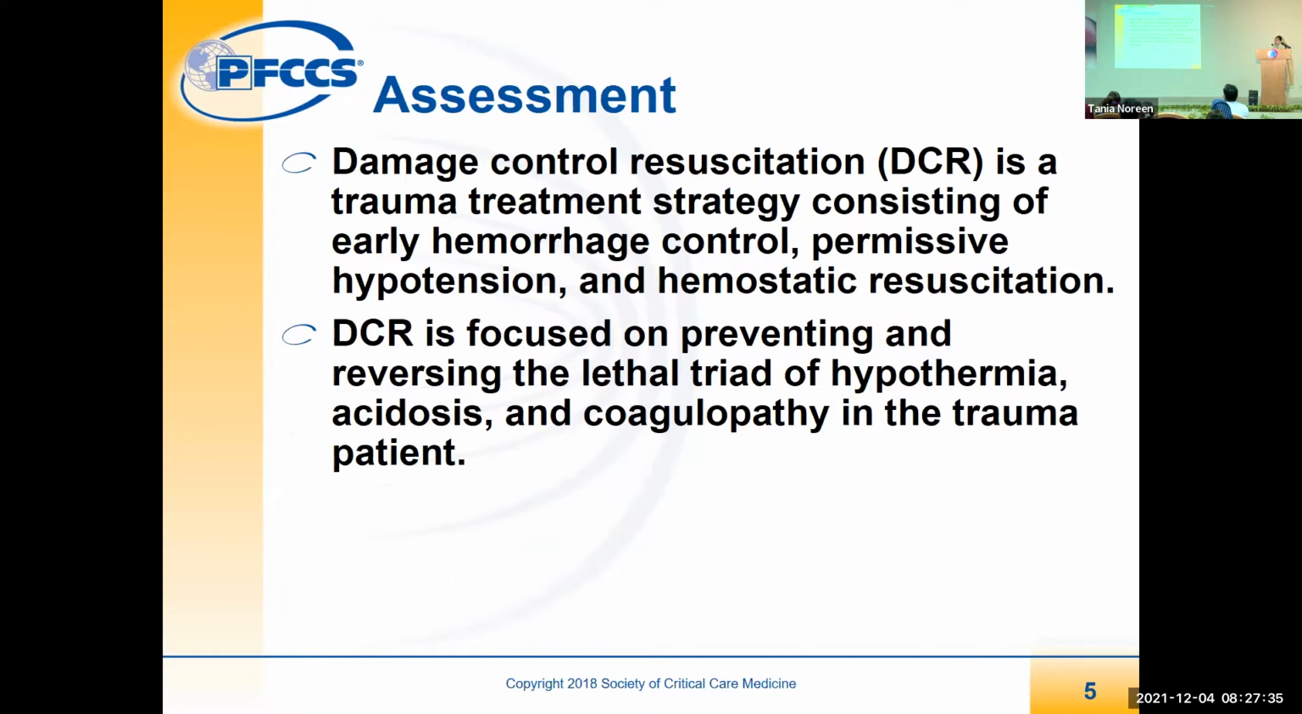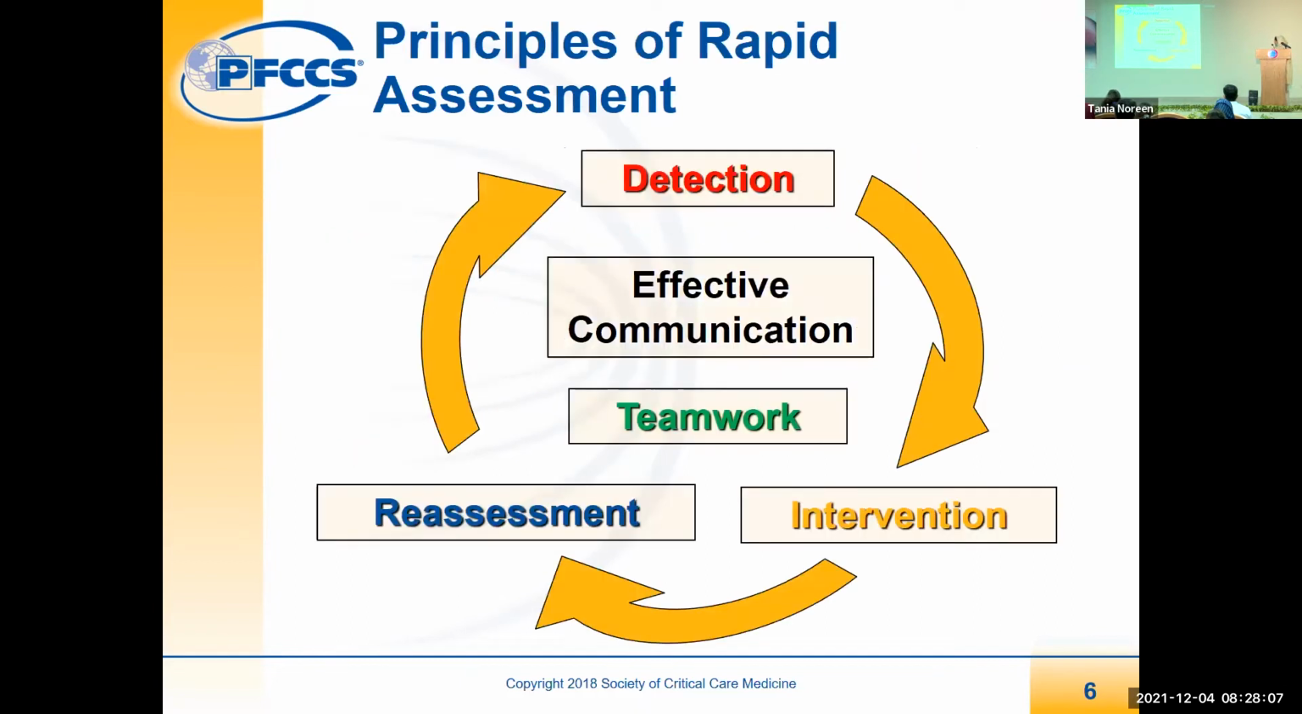Then this is another methodology, damage control resuscitation. When a patient comes to you with an injury, you should not cause further damage in the treatment, so you have to do damage control resuscitation. It is a trauma strategy consisting of early hemorrhage control, permissive hypotension to prevent further bleeding, and then hemostatic resuscitation. DCR is focused on preventing and reversing the lethal triad of hypothermia, acidosis, and coagulopathy in trauma patients. And this is really lethal in a trauma patient who is continuously bleeding.